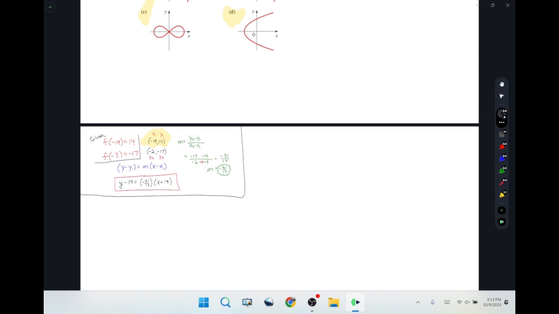Because it might have asked for something perpendicular, and that's why it would have flipped the slope. Yeah. So be careful with that. Yeah, so that's why I got more confused.